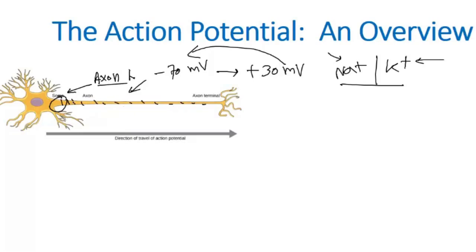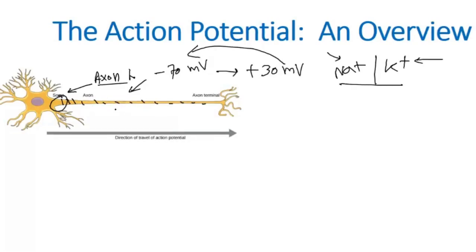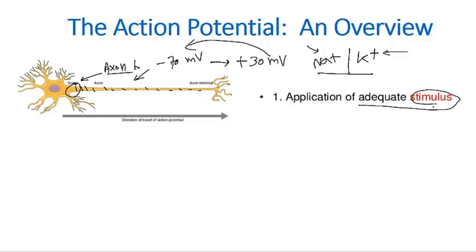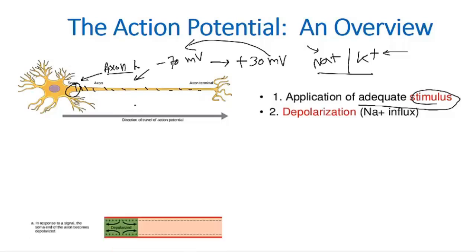Now the thing is, ion channels are embedded throughout this axon. So those channels are opened and closed, so the action potential continues to move. The sequential events of the action potential are as follows. The first one is the application of an adequate amount of stimulus that will change the resting membrane potential. The second event is the depolarization event. It's nothing but a sodium influx. That means the rapid movement of sodium inside this neuron.